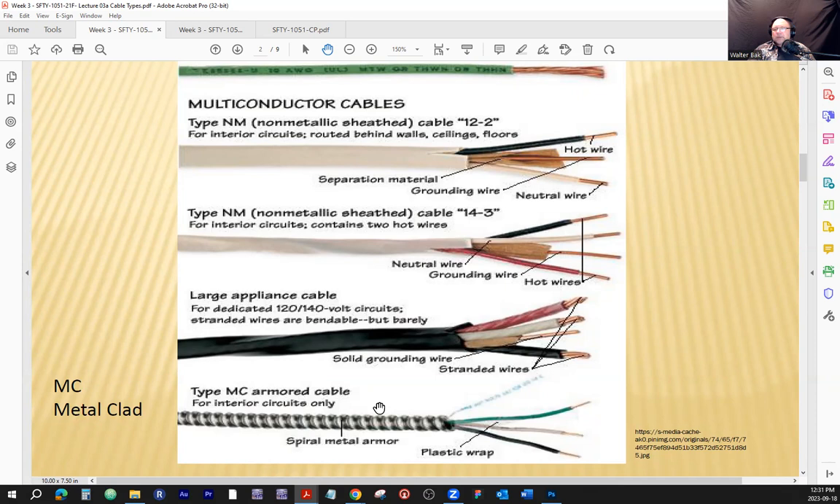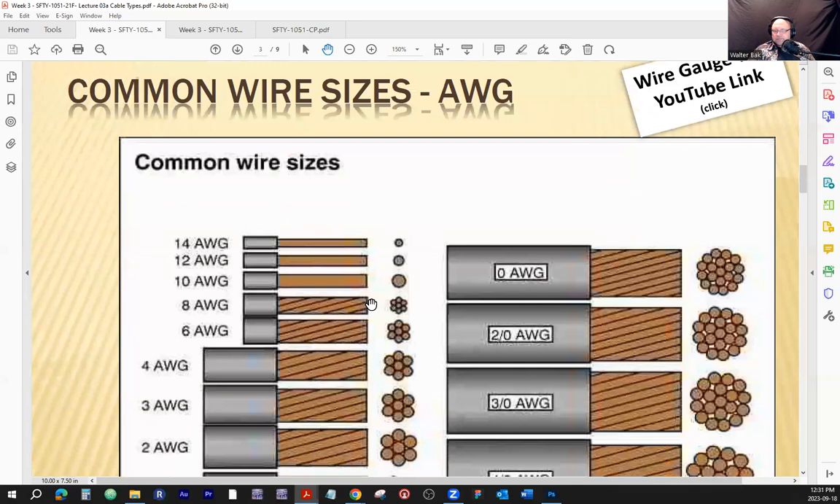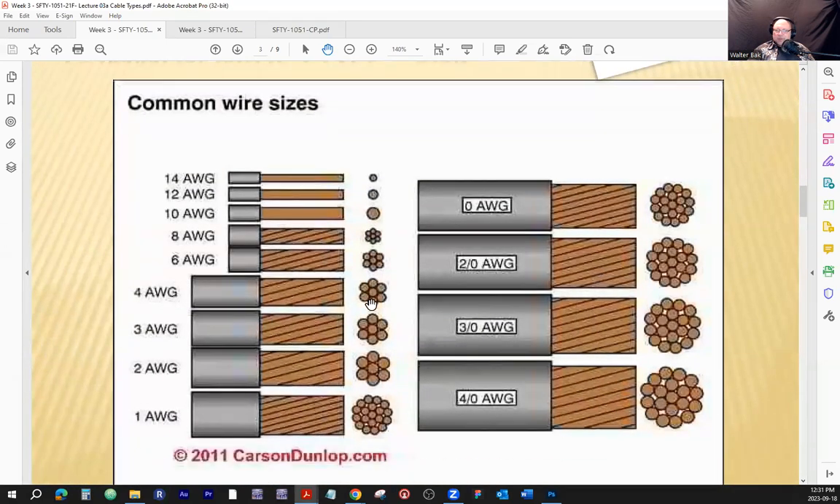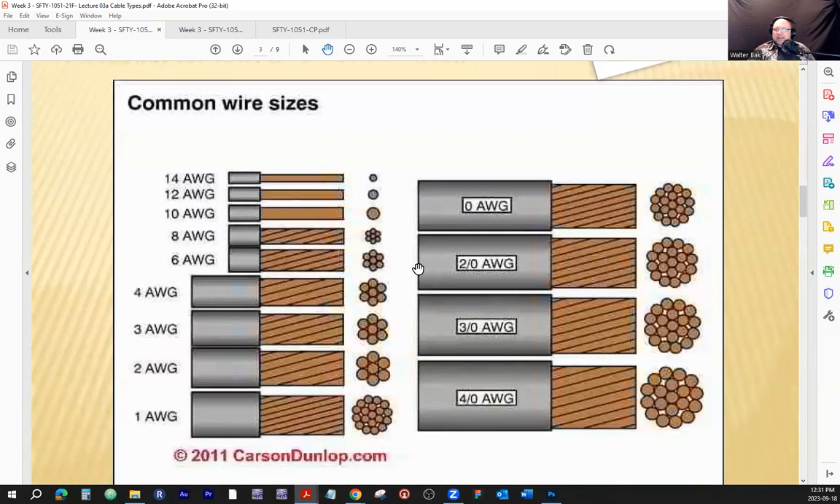That's the terminology. Now let's take a look at the gauges. How do they compare? Common wire sizes. AWG stands for American Wire Gauge. You can click to see the tool for measuring that. Just a kind of a sidekick thing that I did. I always throw things like that in.